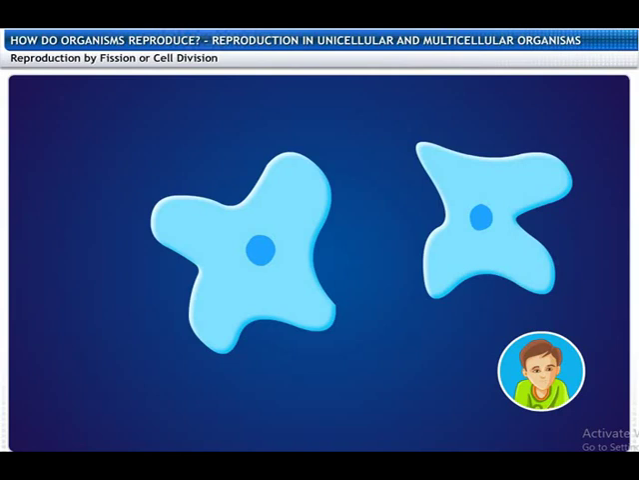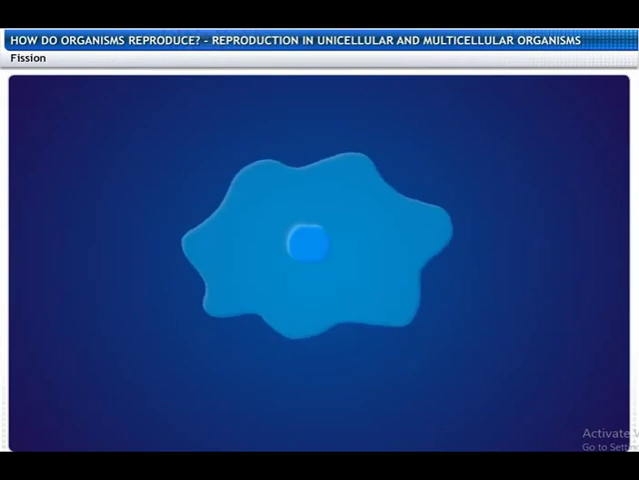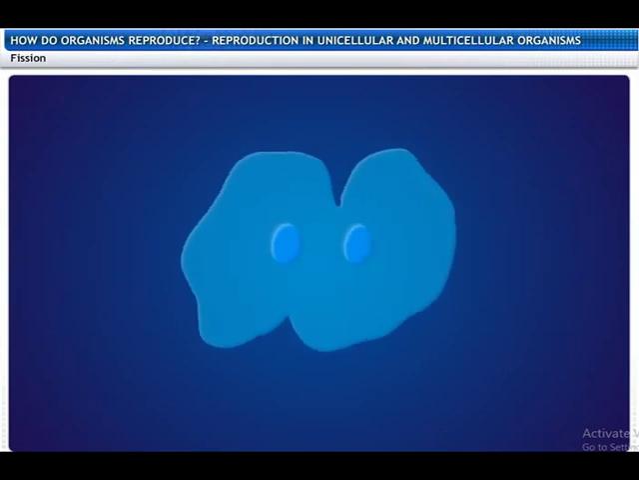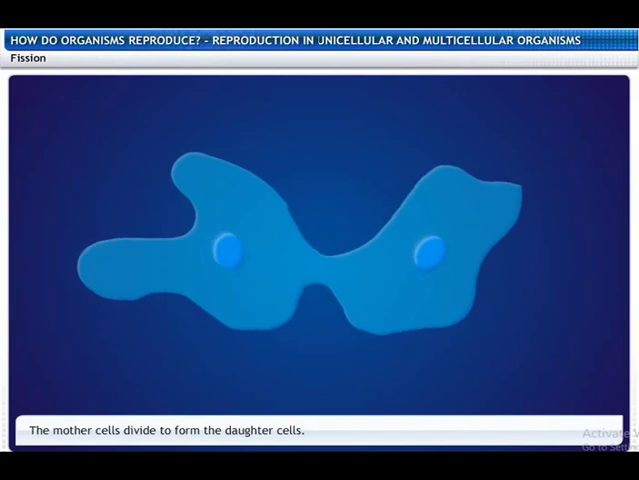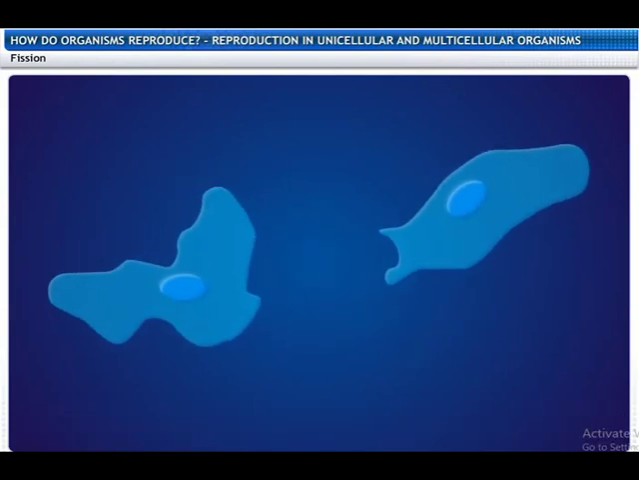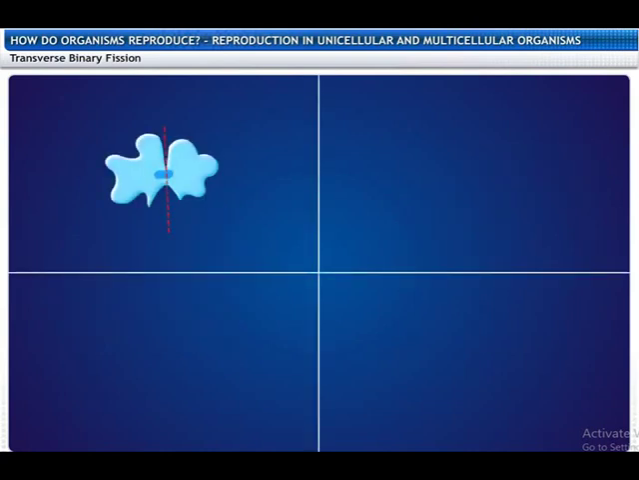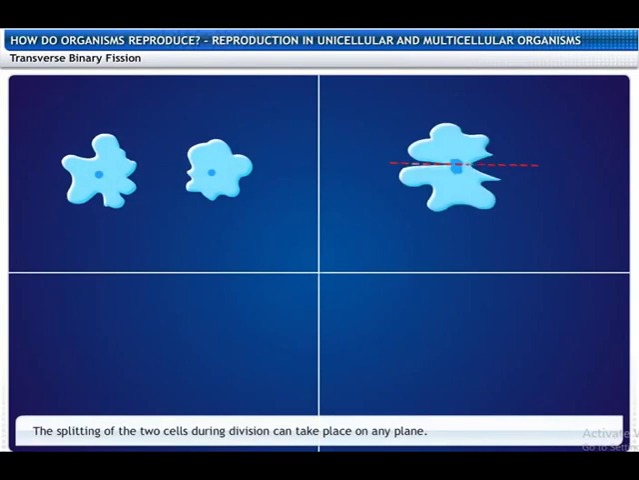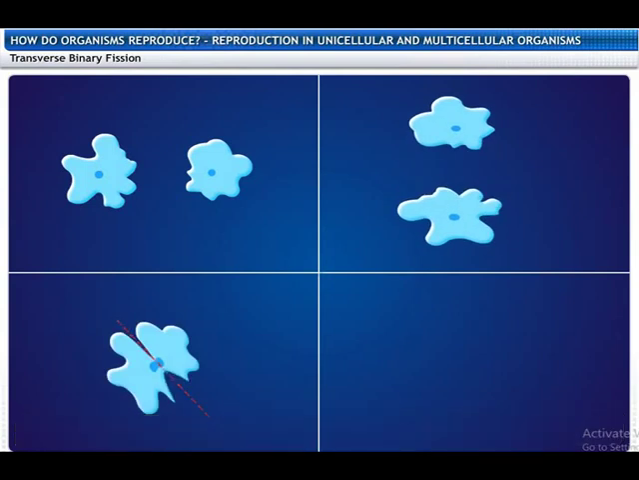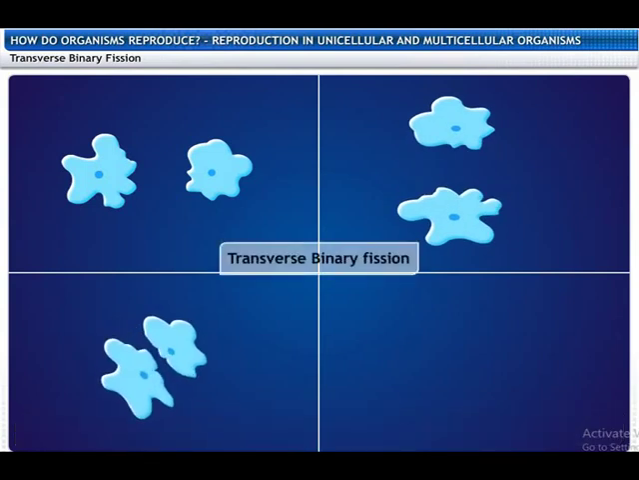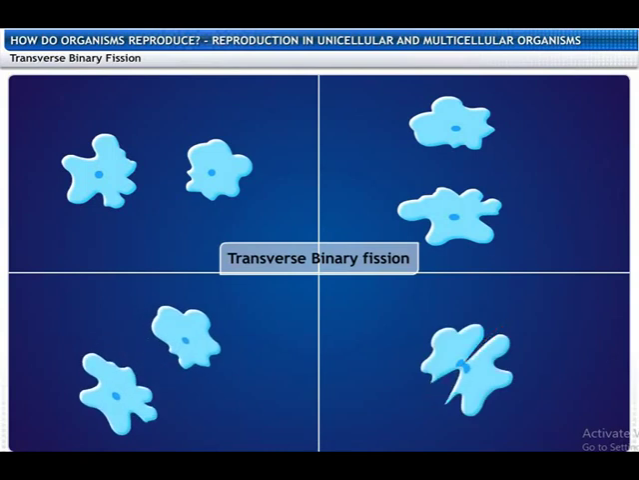You mean a cell dividing into two or more cells? Exactly. It is also called fission. The mother cells divide to form the daughter cells. Many different patterns of fission have been observed in amoeba. In fact, in organisms like amoeba, the splitting of the two cells during division can take place on any plane. This is called transverse binary fission.